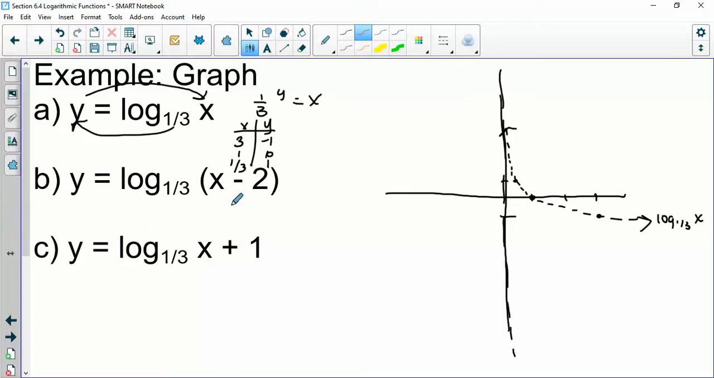So then B. What will this minus 2 do? When you move left or right, what happens with that? So we will move our asymptote to the right 2. Just like with exponentials, when we moved up or down, it moved that asymptote because it was a horizontal. Logs have a vertical asymptote, so that will move when you go left or right. And then you can just move each point to the right 2.